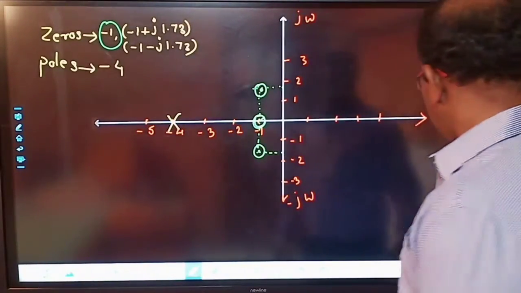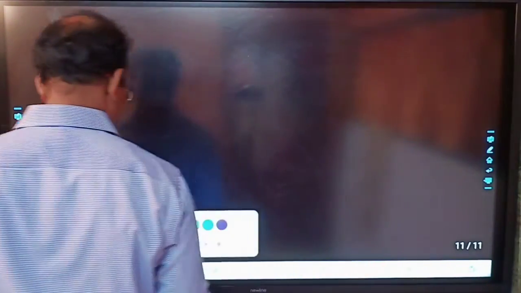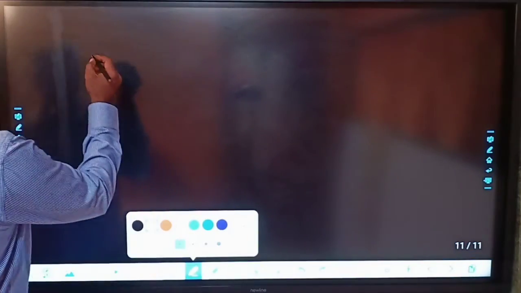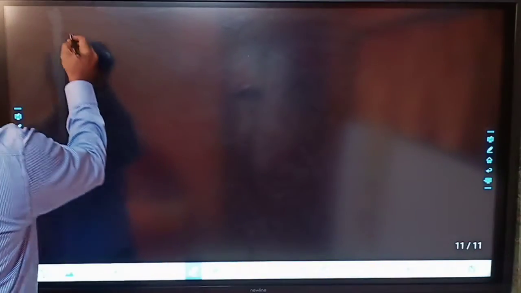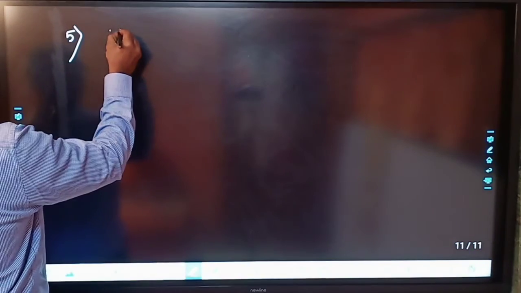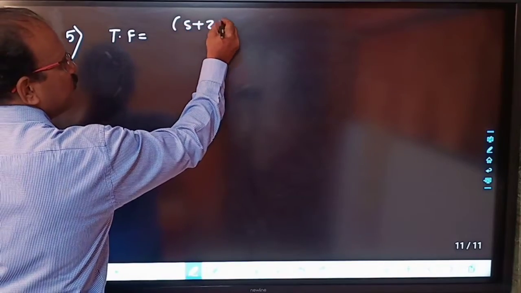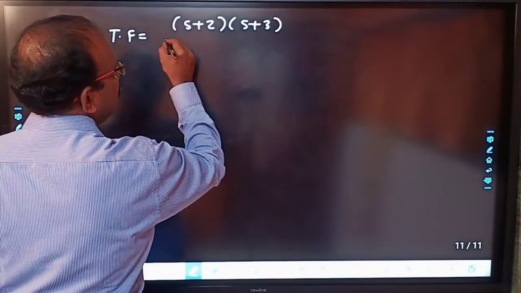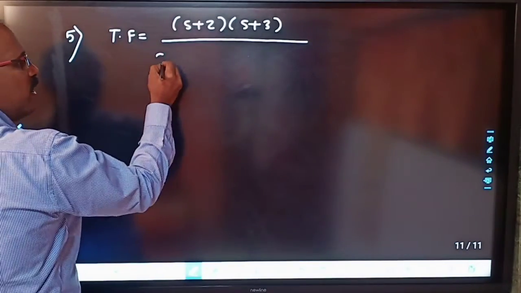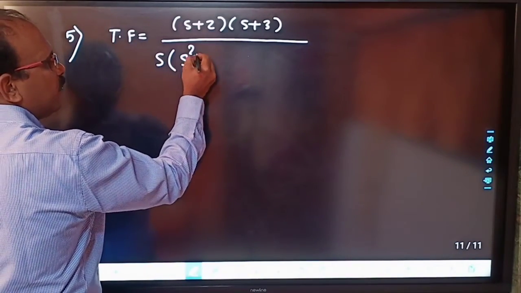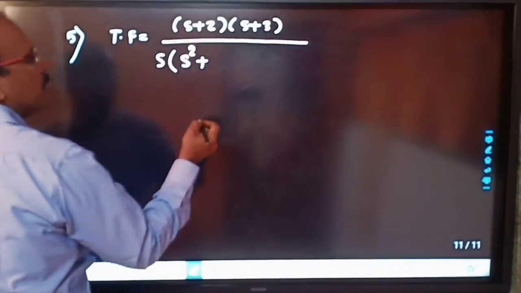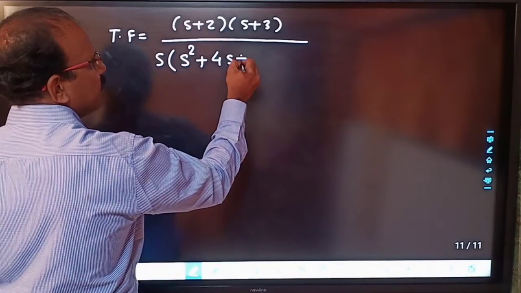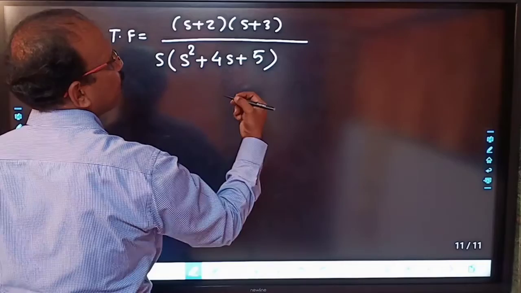We will consider last and one more example which is having complex pole. Okay. I take one example. This is fifth sum. Transfer function equal to s plus 2, s plus 3, over s into s square plus 4s plus 5. Okay. See.